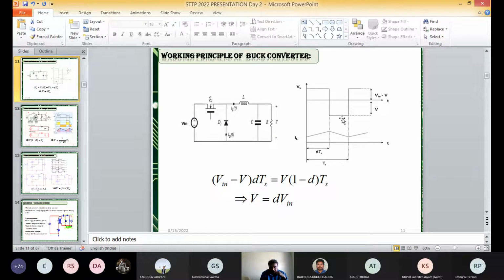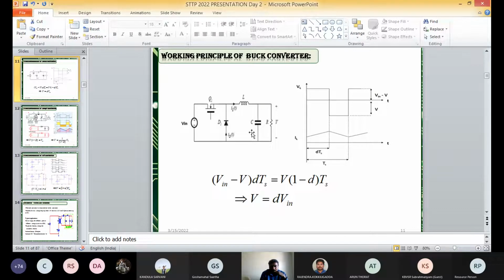During the off period, we are getting the voltage V. To derive the relation between the input voltage and output voltage, we are taking the volt second balance. During the positive cycle the inductor current gets charged, that's why the current is linearly increasing, and during the off period of the Q1, the current is decreasing. That's why the inductor current is discharging like this.